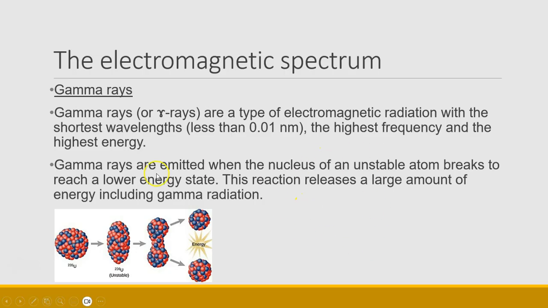However, gamma rays are not just emitted by the sun. They're also emitted when the nucleus of a large unstable atom, that means that atom is radioactive, breaks in order to reach a lower energy state. This reaction releases a large amount of heat energy, and it also releases gamma radiation. So if you consider a very large unstable nucleus here of a uranium atom, it breaks into two smaller nuclei, thereby creating two new elements, and this releases a tremendous amount of energy, including gamma radiation.